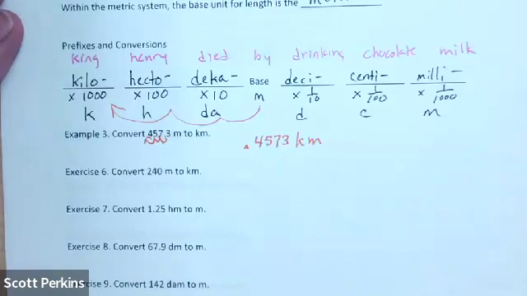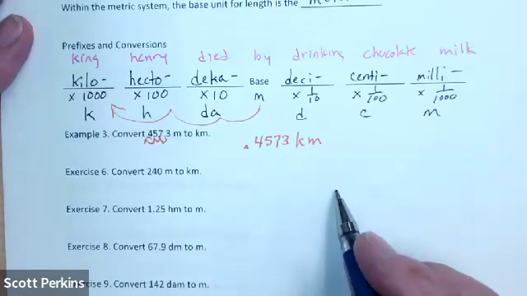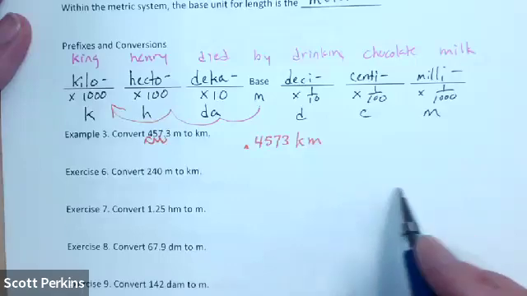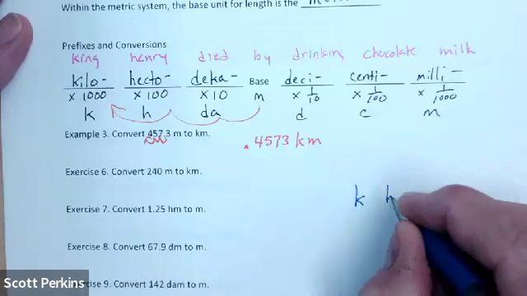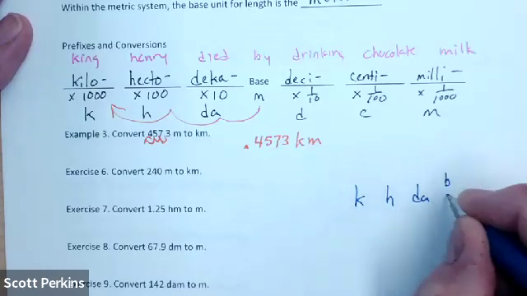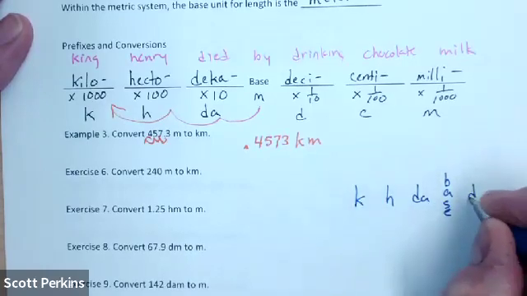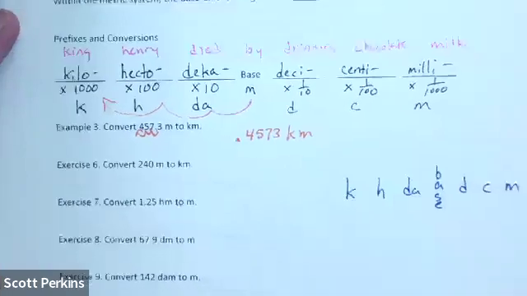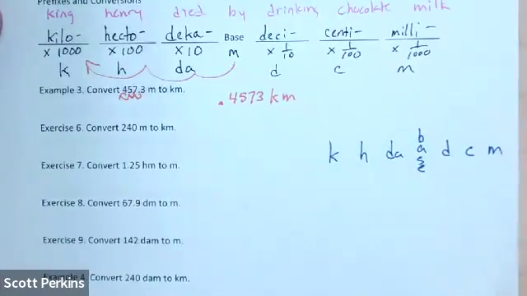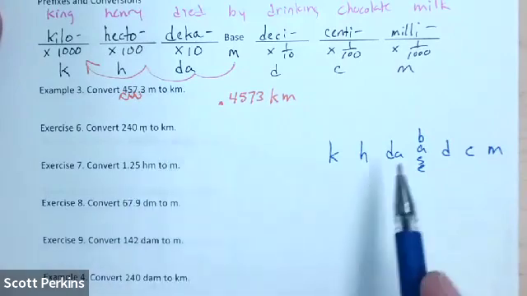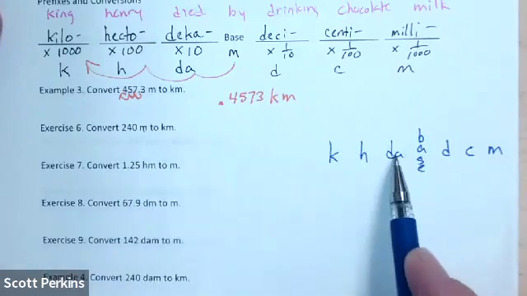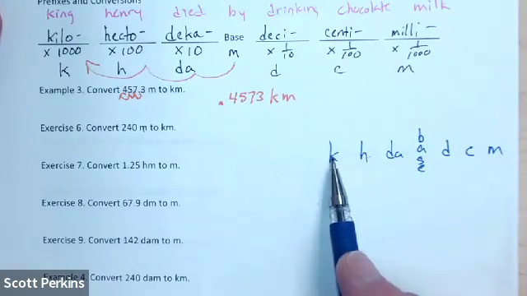Okay, so same thing. I'm just going to rewrite my prefixes here so that I have them to work with and it's not as cluttered. So I've got my kilo, my hecto, my deca, my base, and then my deci, my centi, and my milli. I'm just rewriting the same information right there. And I'm going from my base meters to kilometers. And so from my base to kilometers, I'm going to go 1, 2, 3 hops to the left.